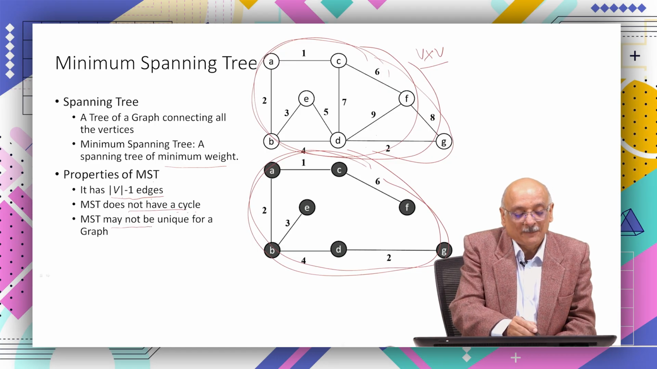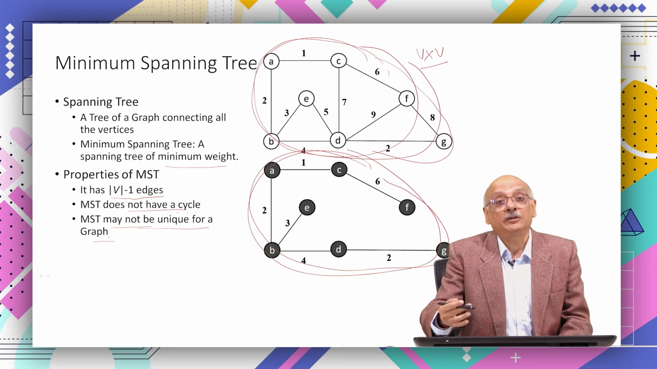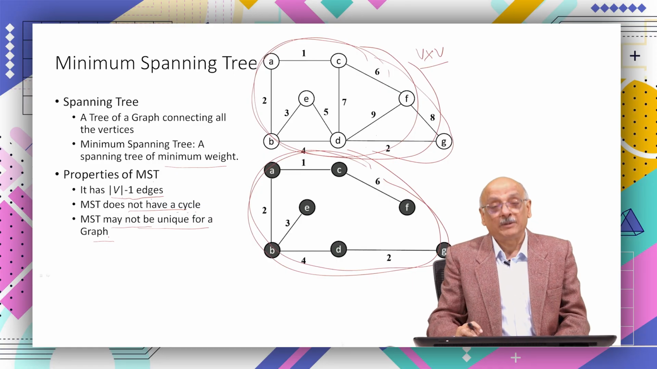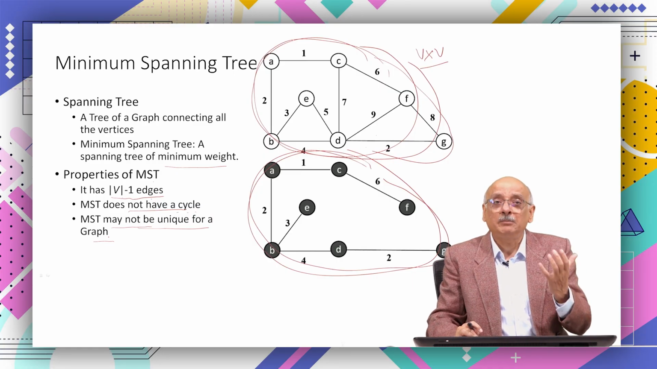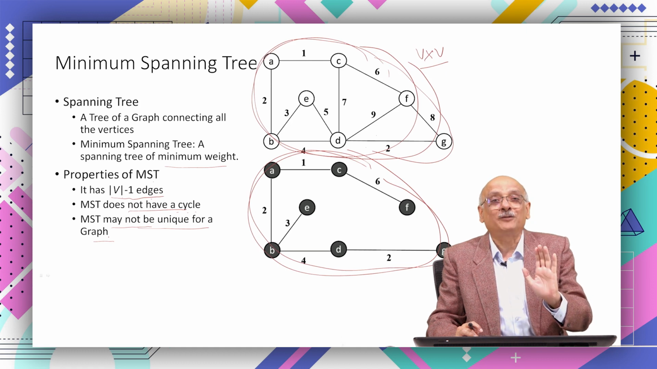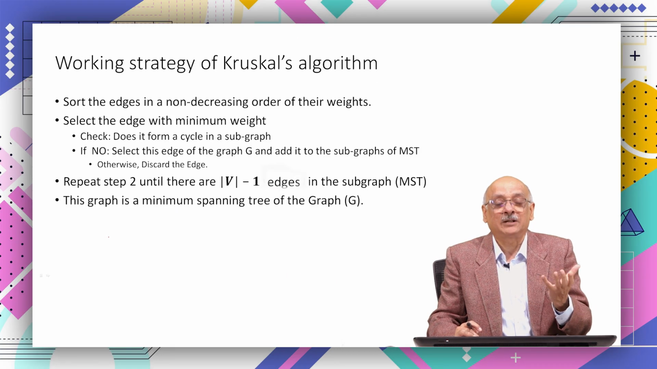And MST may not be unique for a graph. We may get a unique MST in several cases. However, there may be similar cost trees as far as MSTs are concerned. So there may be multiple minimum spanning trees in a graph; it may not be unique. However, our algorithm will find at least one of those minimum cost spanning trees, and that is the basic purpose of finding that particular thing.